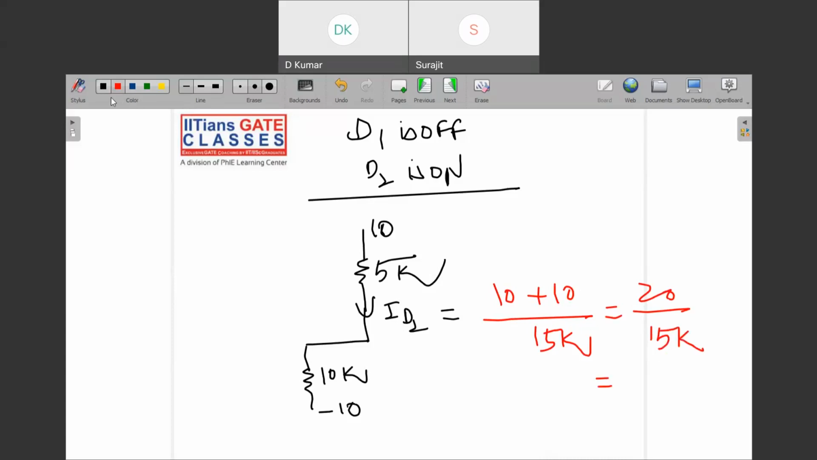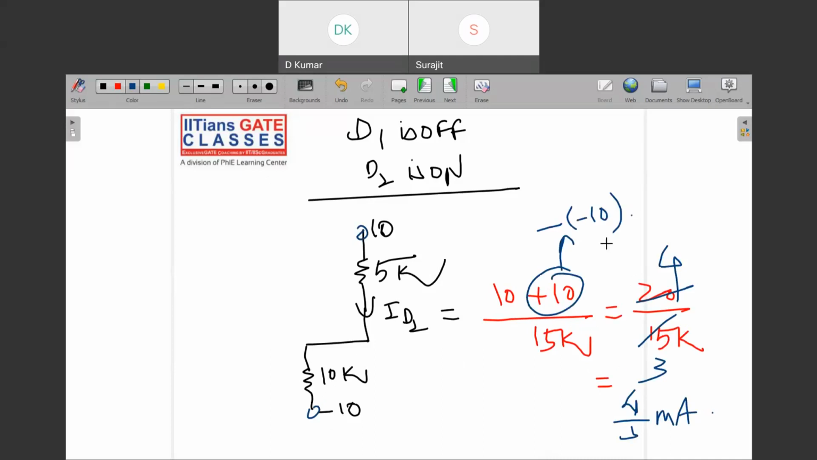So 5 4 ja and 5 3 ja, right? 4 by 3 milliampere. So is there any problem? And you can determine V naught as well. Okay. Yes, sir. How am I getting this? This is minus of minus 10. So these kinds of mistakes you have to avoid.